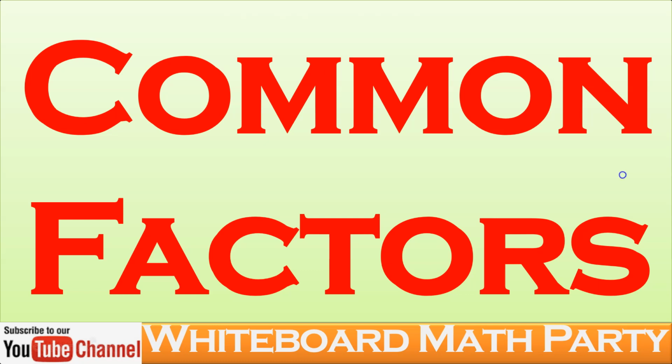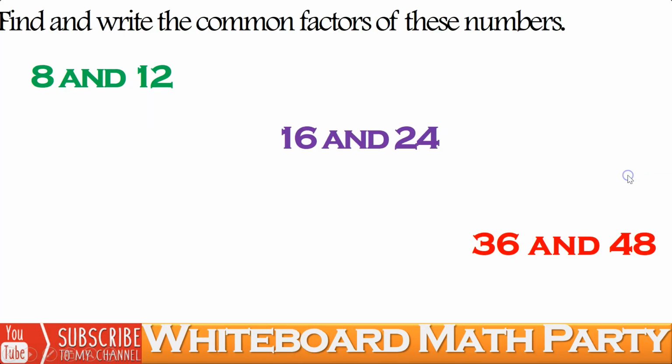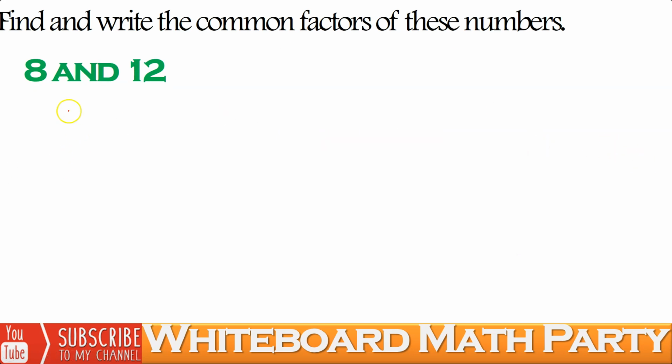Now let's kick in. I'm going to show you how to solve for the common factors of two or more numbers using the following examples. Let us begin by trying out how we can find and write the common factors of 8 and 12. To do that, I'll begin first of all by finding the factors of 8.